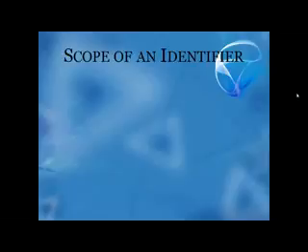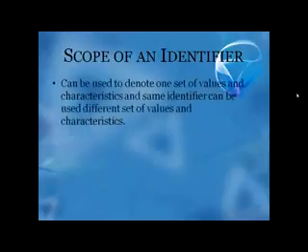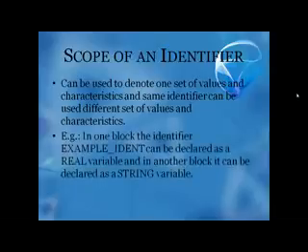Scope of an identifier. In an ALGOL program, in a block, an identifier can be used to denote one set of values and characteristics, and in another block of the same program, the same identifier can be used to denote a different set of values. In one block, the identifier example ident can be declared as a real variable, and in another block it can be declared as a string variable.